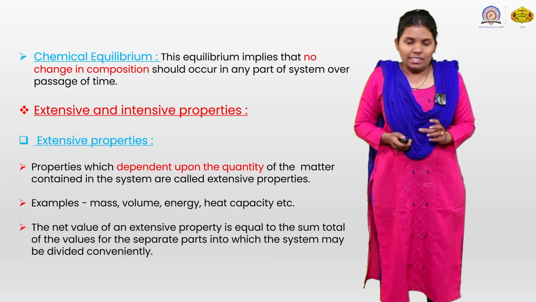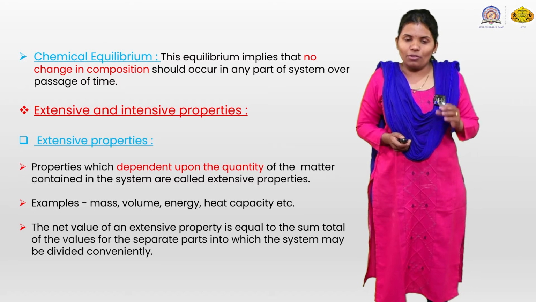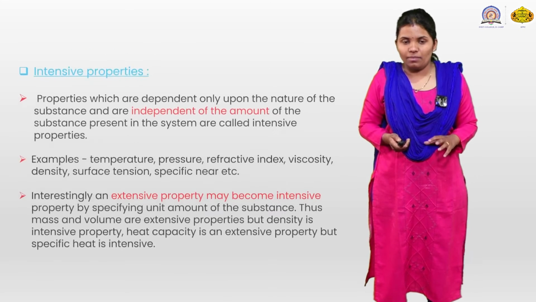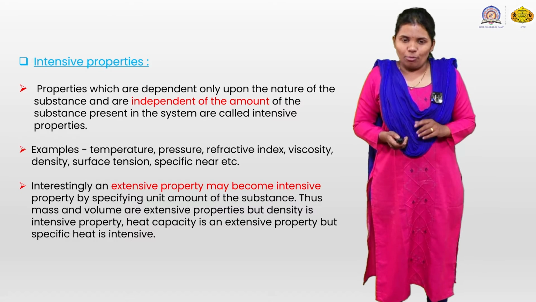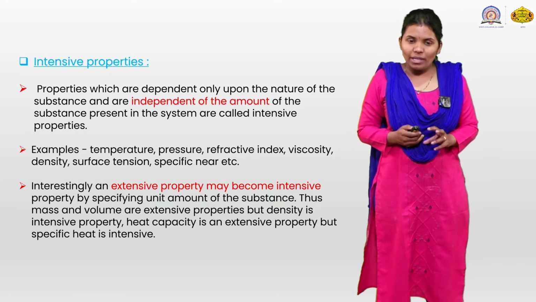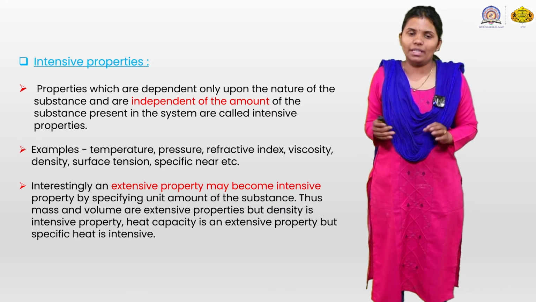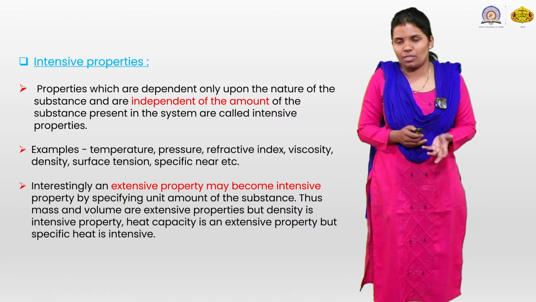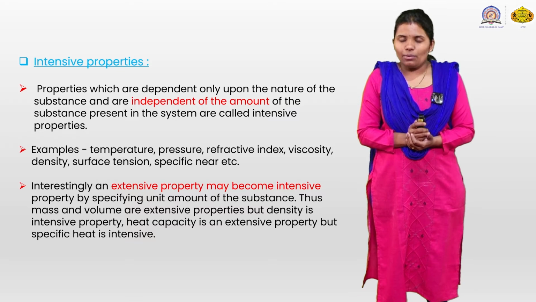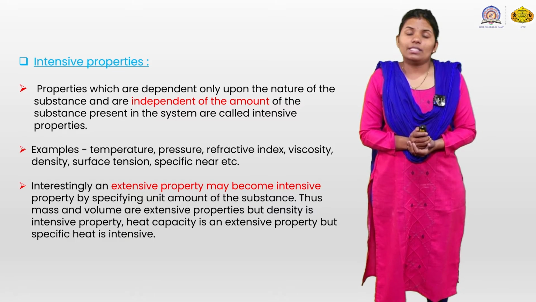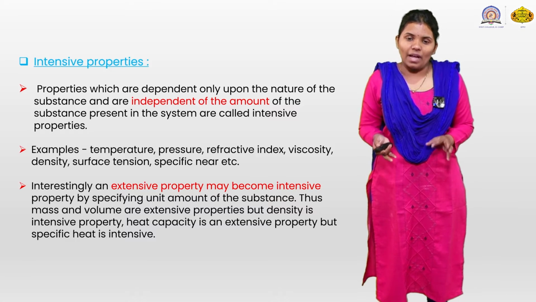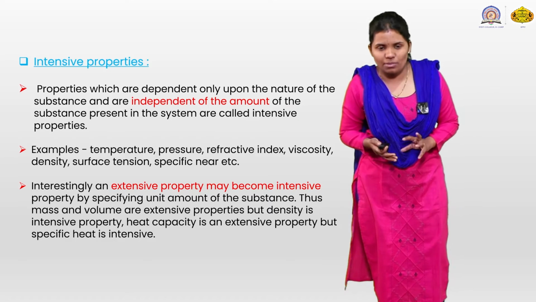The net value of an extensive property is equal to the sum of the values for the separate parts into which the system may be conveniently divided. The next is the intensive property. What is it? The properties which depend only upon the nature of a substance and are independent of the amount of substance present. So, you can remember that intensive properties do not depend on how much matter is present; instead, they depend upon the nature of the substance.